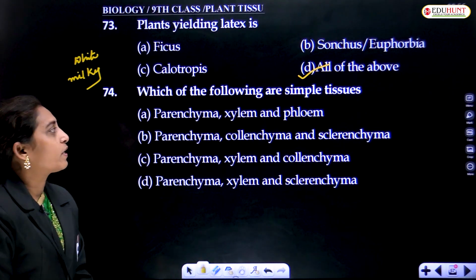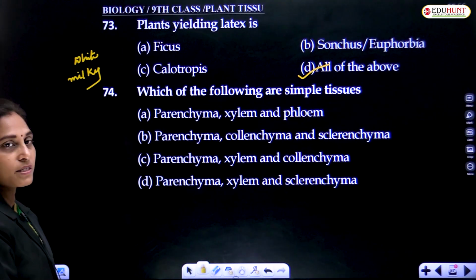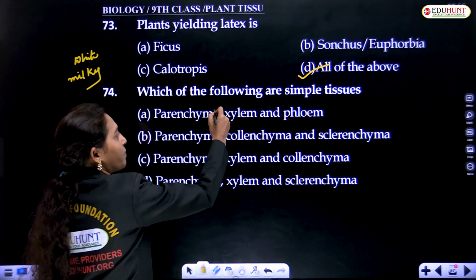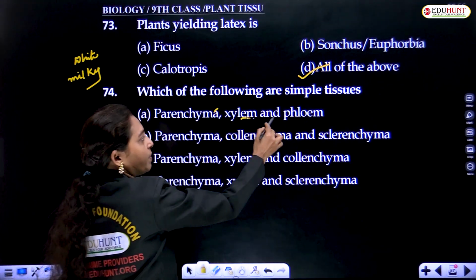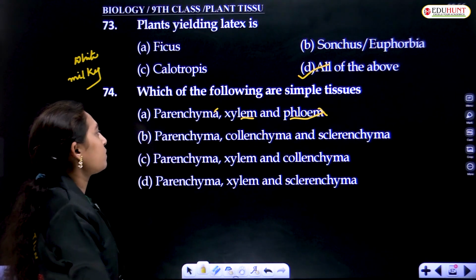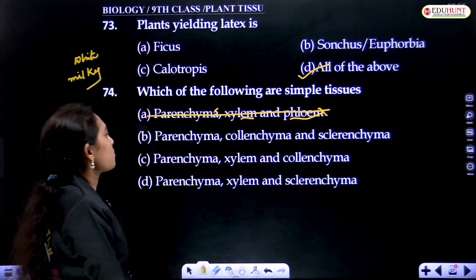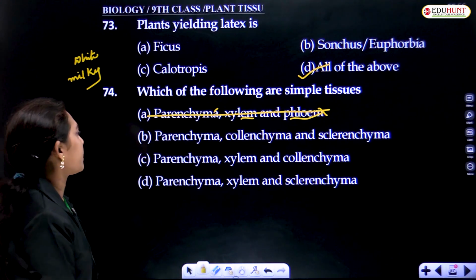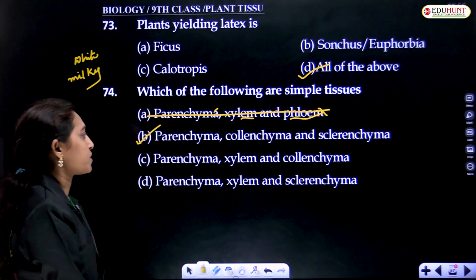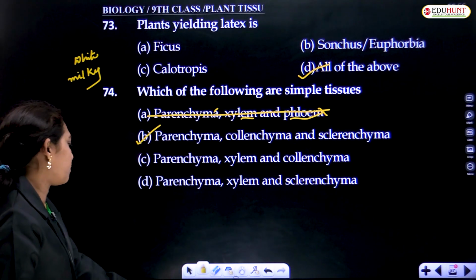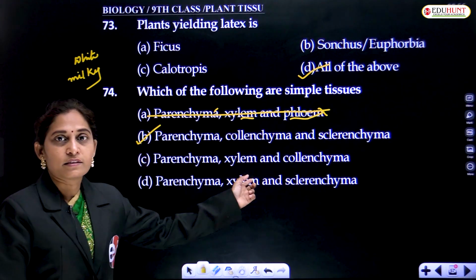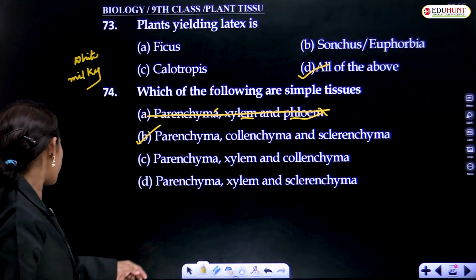సో విచ్ ఆఫ్ ద ఫాలోయింగ్ ఆర్ సింపుల్ టిష్యూస్? పారెన్కైమా, xylem, phloem. సో పారెన్కైమా ఈజ్ అ సింపుల్ టిష్యూ బట్ xylem and phloem are not. So we strike out this option. So parenchyma, collenchyma and sclerenchyma, this is the correct option. ఇంకేమీ లేవు కాబట్టి we can directly put a tick on the option 2.